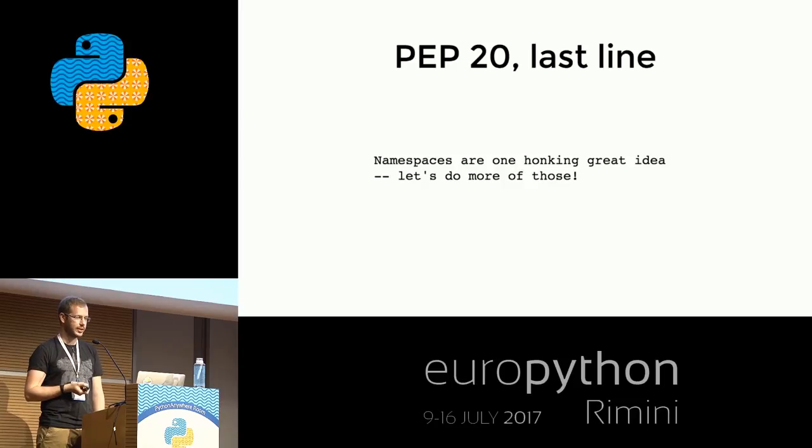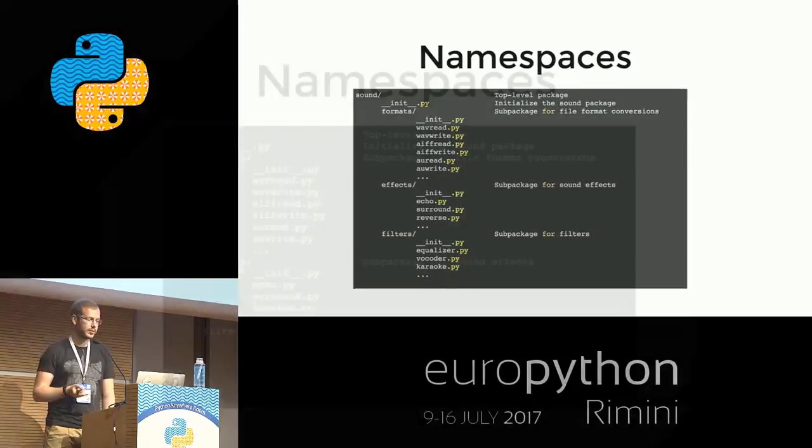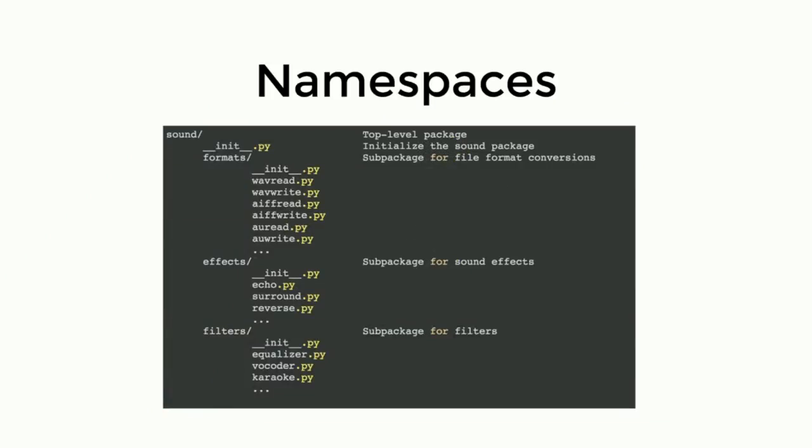Namespaces are a great idea. You can have namespaces in your packages. So let's consider that we have a library for formatting and editing sounds. This library might be huge because sound is a huge idea, so we might want to divide it into areas like formats, effects, and filters.